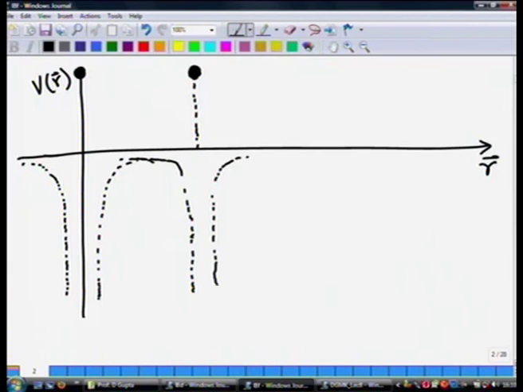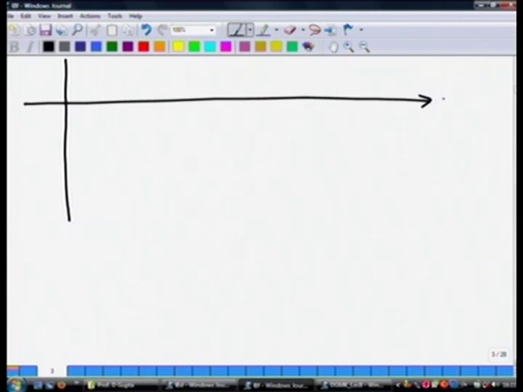And therefore, the net potential, if I plot it, would look something like this for these two atoms. As I add up these two, it looks something like this. Similarly, if I plot this for a large number of atoms in one dimension, here is the second, here is the third, the fourth, the fifth one, and so on.